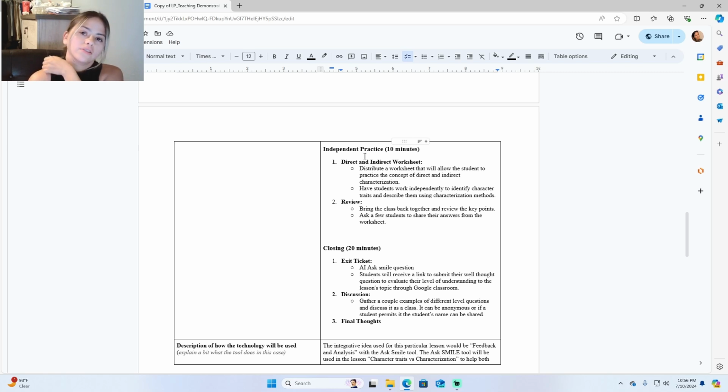This is where I want the students to use this time to review, refresh, and in a way relearn independently what we just talked about, what we just learned, what we just hit on. So the worksheet that I will have is a direct and indirect worksheet based off the characterization. They will work on it independently, but we will also have some time to review it.